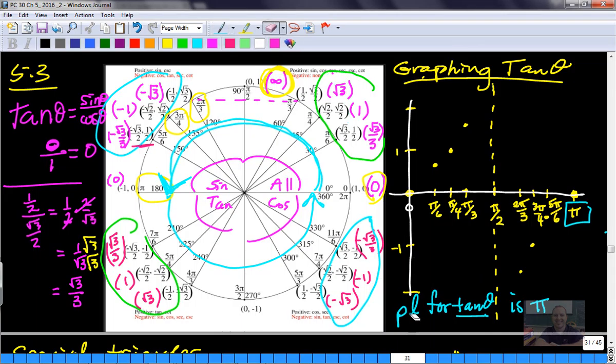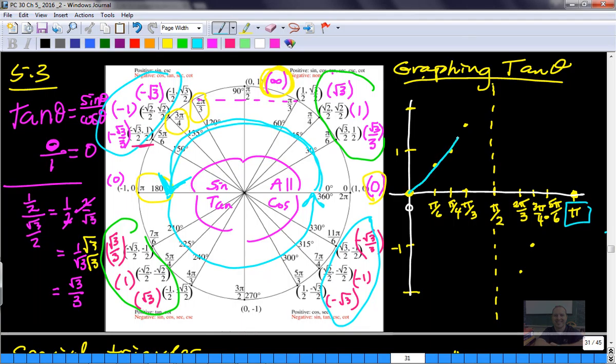Okay, I hope you have it all written down because I'm actually going to get rid of that because I need this space for the graph. So the period length for tan is pi. Now, if I carefully connected these points, this is not graph paper, but if I connect these points, what you find out is they kind of go like this.